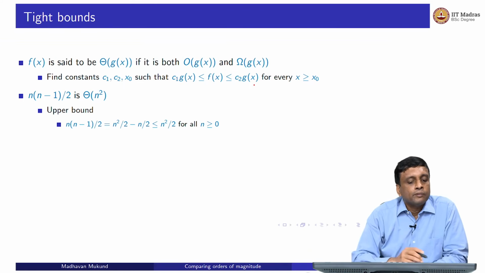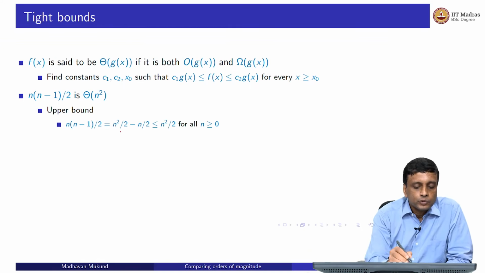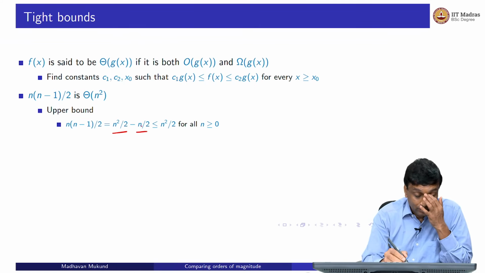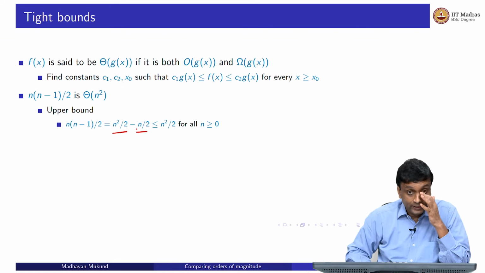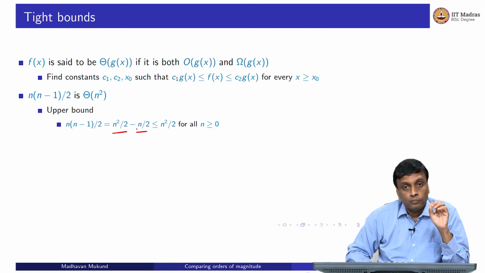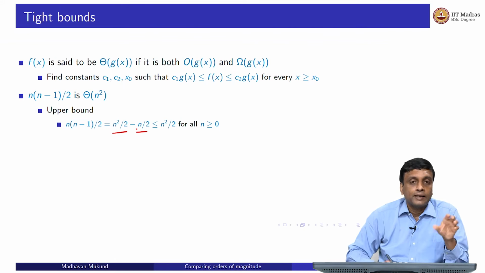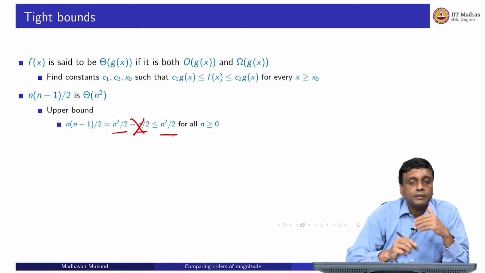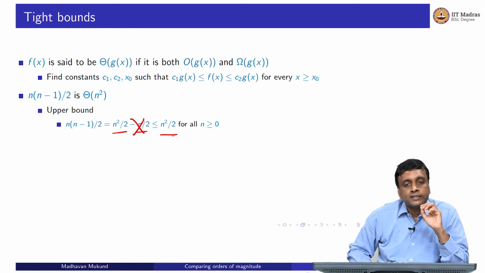So here is the upper bound. I take n into n minus 1 by 2 and expand it, so I get n squared by 2 minus n by 2. Now because n is positive, I am subtracting some positive quantity. In the worst case I am subtracting 0, but when n becomes 1 I am subtracting half, when n becomes 2 I am subtracting 1. So I am subtracting something positive from n squared by 2. If I do not subtract, I get something bigger. So n squared by 2 minus n by 2 must be smaller than or equal to n squared by 2.